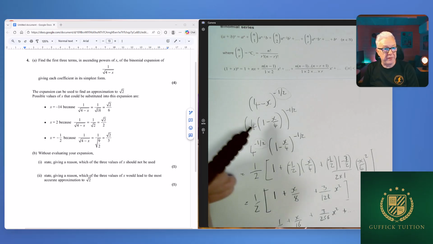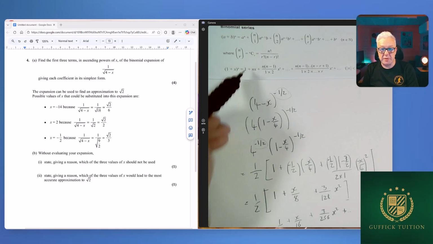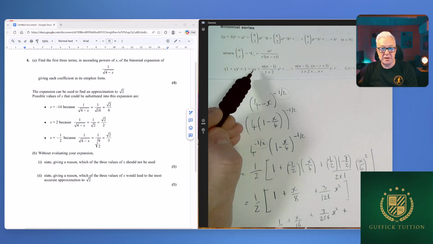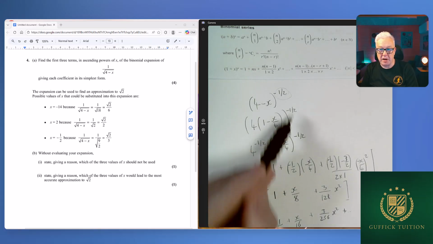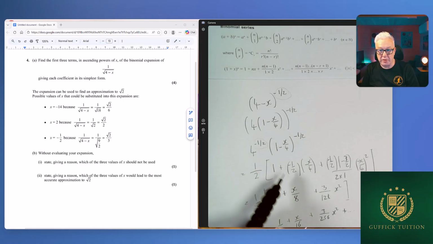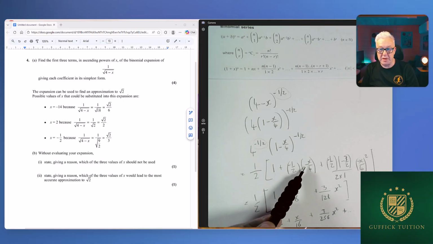Now let's have a look. We've got the first three terms. So the first term is just going to be 1. That's easy enough. The next term is going to be n times x. So n is minus a half, and x is minus x over 4. So we have minus a half times minus x over 4. So that's the first two terms.